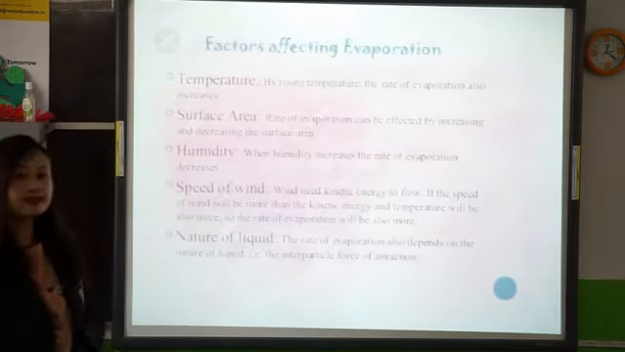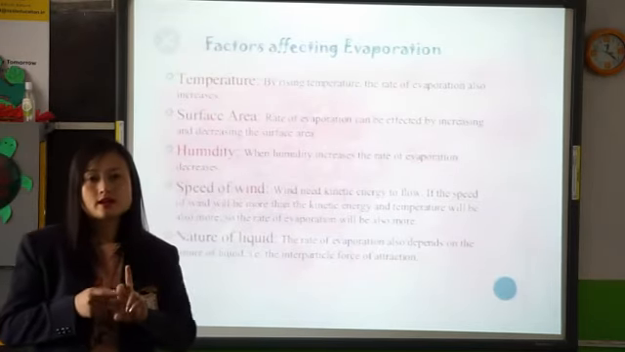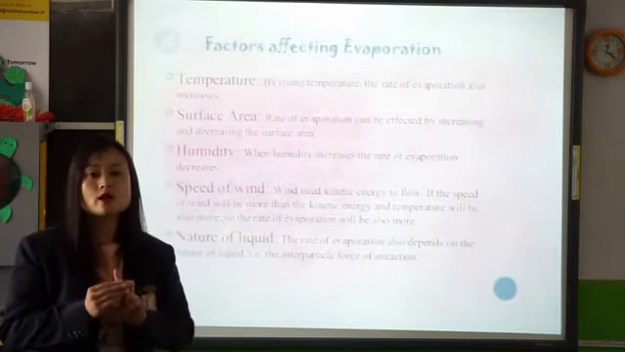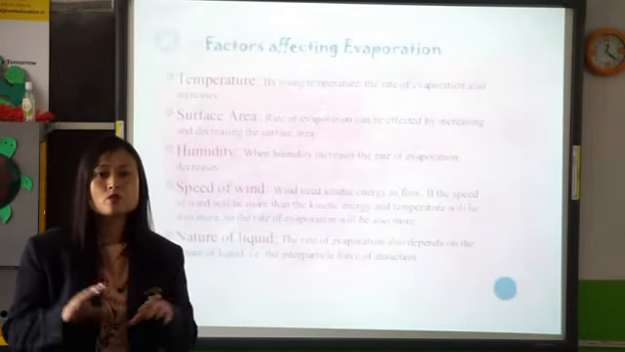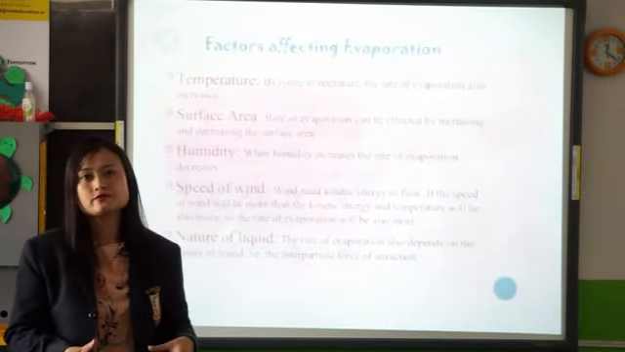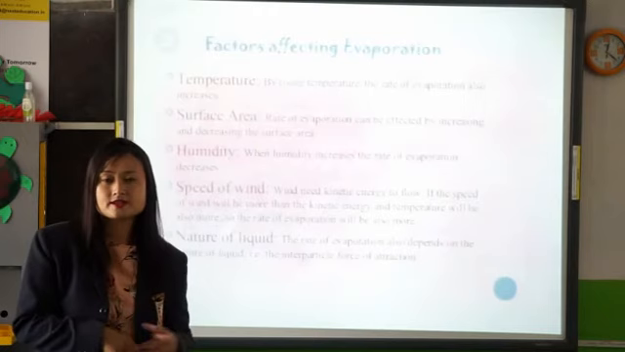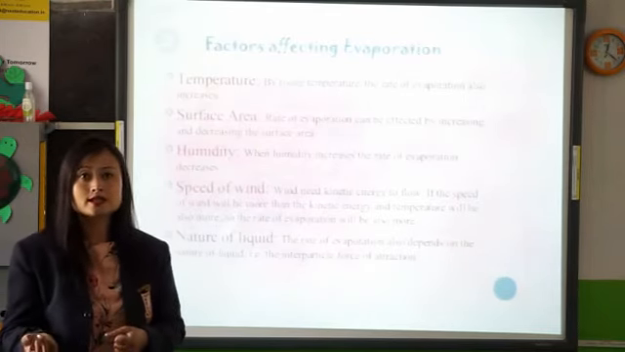Now the last one is nature of liquid. There are 2 types of liquid. One is called volatile liquids, the other is called non-volatile liquids. Volatile liquids are the ones which vaporize very quickly, and non-volatile are the ones which take time to vaporize. Examples of volatile liquid would be alcohol, ether, spirit.